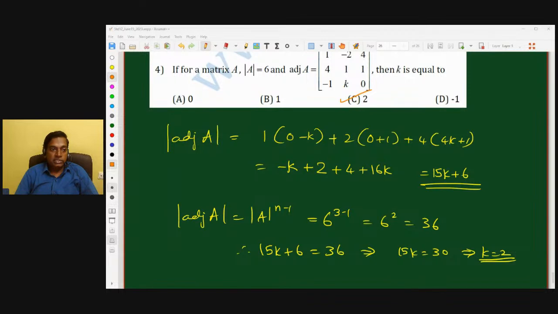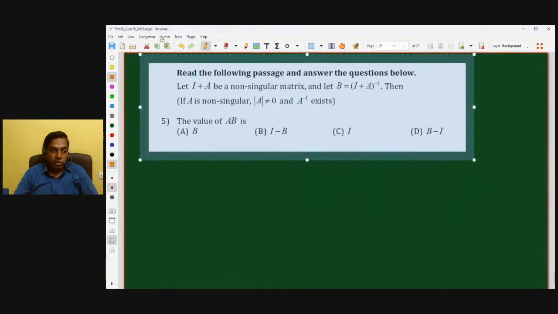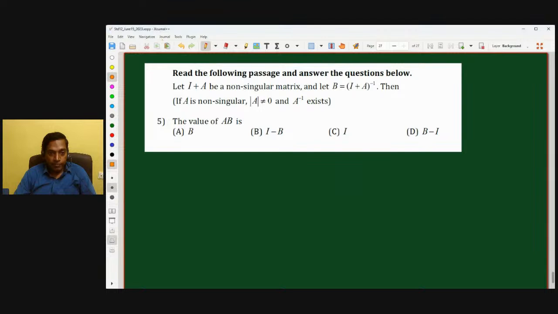I think we should be able to do question 5. Read the following passage and answer the question. This is not related to adjoint. This is related to inverse, because I had forgotten to put this kind of question earlier. What is the value of AB? This is a slightly tricky question, so think about it and see. Let I plus A be a non-singular matrix and B is I plus A the whole inverse. What is the value of AB is the question.